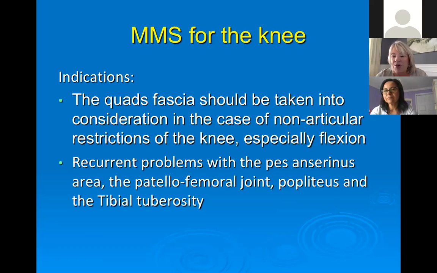So recurrent pes anserinus pain, patellofemoral, where we've mobilized locally, and we've looked at the IT band as best as we can, and we're still having problems with symptoms coming from there. So these will be examples of what you can go and explore.